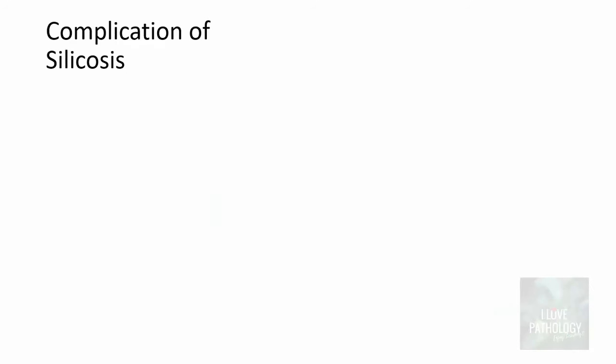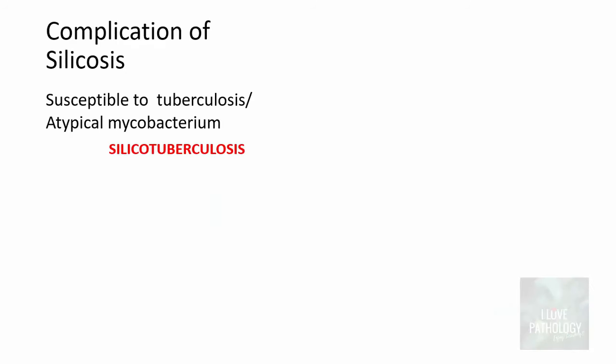Now, what are the complications of silicosis? The most important complication is susceptibility to tuberculosis. It could be either Mycobacterium tuberculosis or atypical mycobacteria, when it is called silicotuberculosis. The rate of tuberculosis ranges from 5 to 43% in cases of association with silicosis.